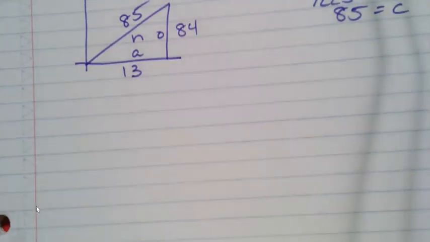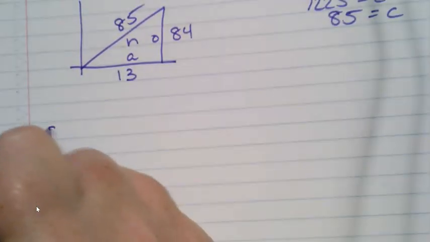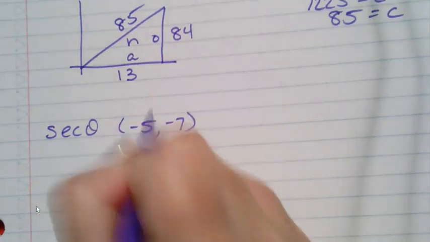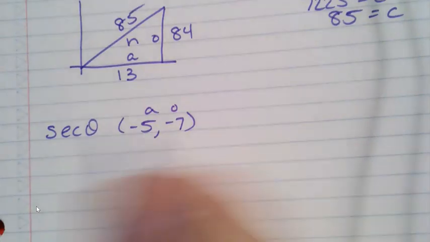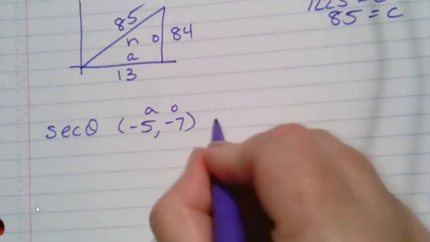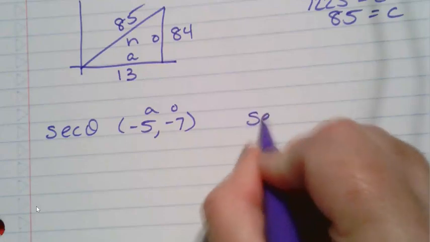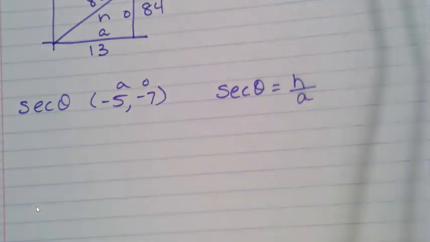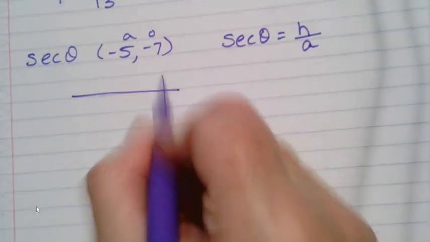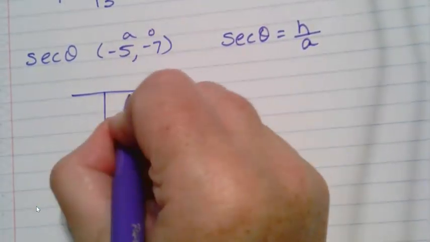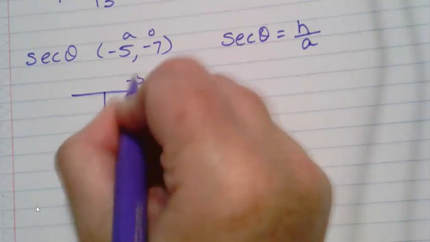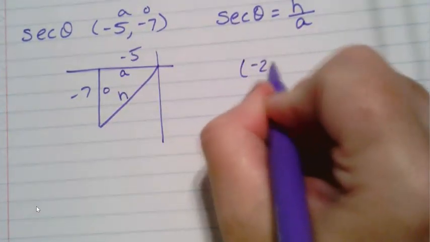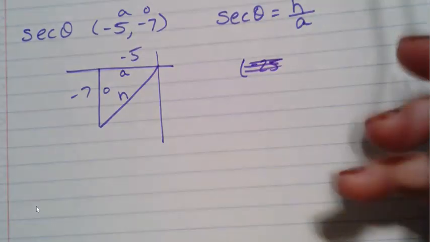Okay, let's do another one. Secant, we get negative 5, negative 7. So A, O. So remember, secant is the reciprocal of cosine. So if cosine is A over H, then this is H over A. We're in quadrant 3, A, O, H. So negative 5 and negative 7. So we've got to find our hypotenuse. Please, please, please be careful. Oh, Lord. I'm doing math in my head right now.